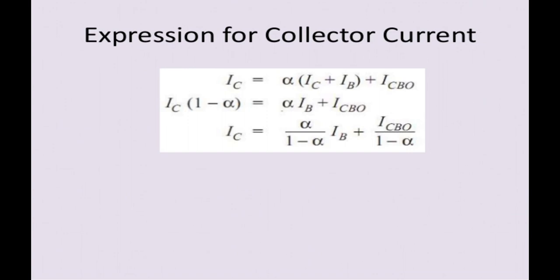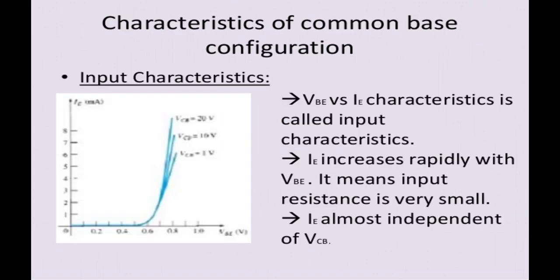If we calculate the collector current, take IE common. What is meant by IC plus IB? We can put the value of IE here and take IC common from both. So IC is equal to alpha into IB. This factor, alpha upon 1 minus alpha, is the factor beta.